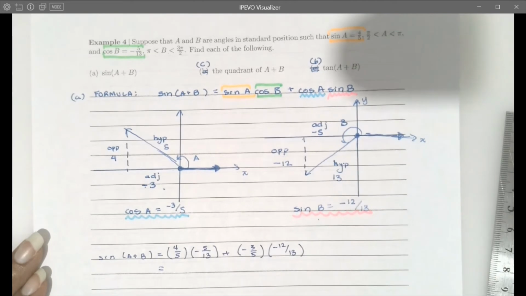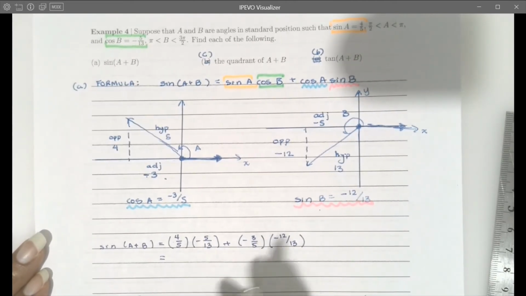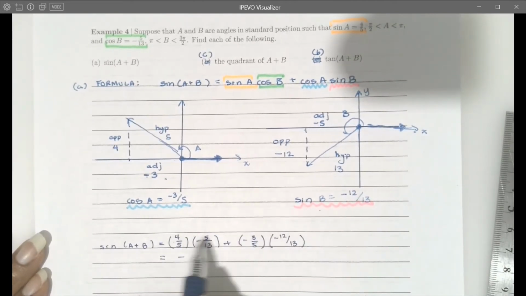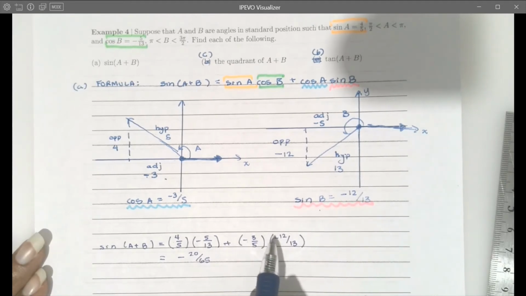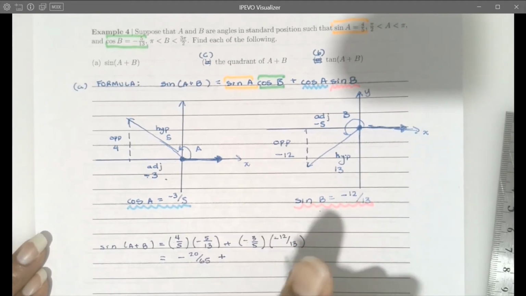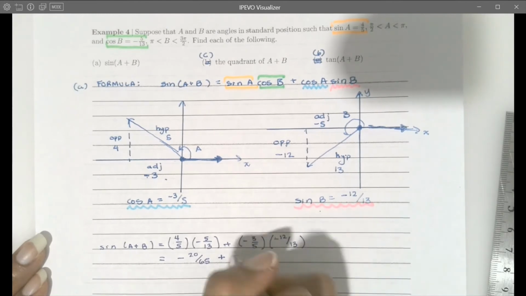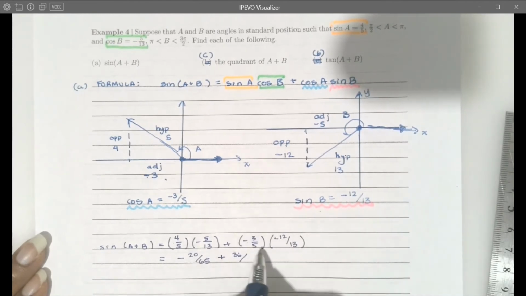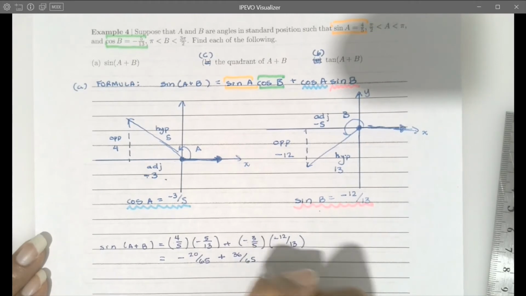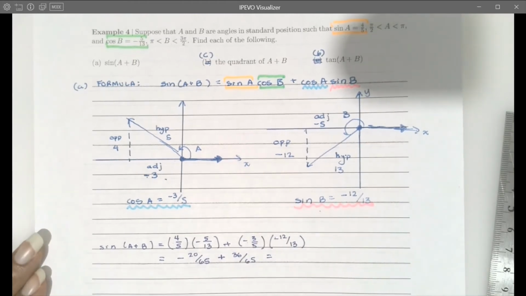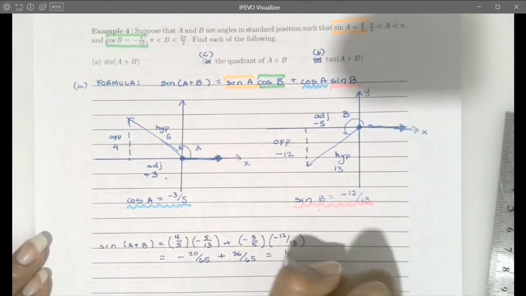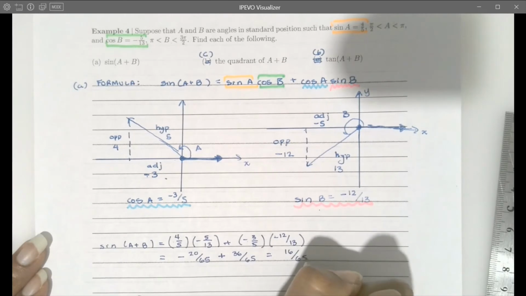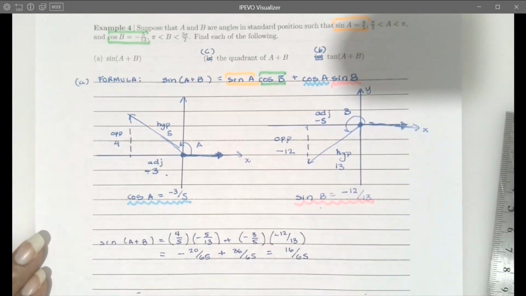Okay, so let's simplify this. Positive times negative will give us a negative answer. 4 times 5 will give us 20. 5 times 13 will give us a 65. Negative times negative will give us a positive, so we're going to keep the plus. 3 times a 12 will give us a 36. 5 times a 13 will give us a 65. Okay, so in the end, we have a negative 20 plus a 36. That'll be a positive 16 over 65 for sine.